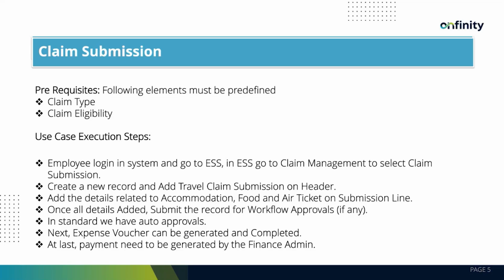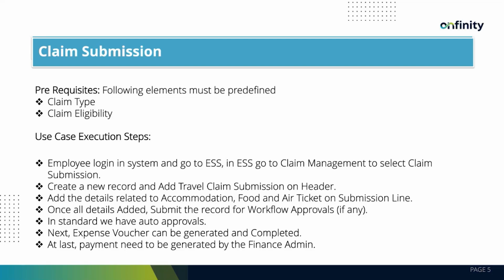Next, a new claim record is created, and the travel claim details are entered in the header section. After that, the employee adds subclaim details for accommodation, food, and air ticket in the submission line. Once all the required information is entered, the record is submitted for workflow approval. It's important to note that if no manual workflow is configured, the system will auto-approve the submission by default. Upon approval, the expense voucher can be generated and finalized by the finance admin. Finally, the payment is processed.